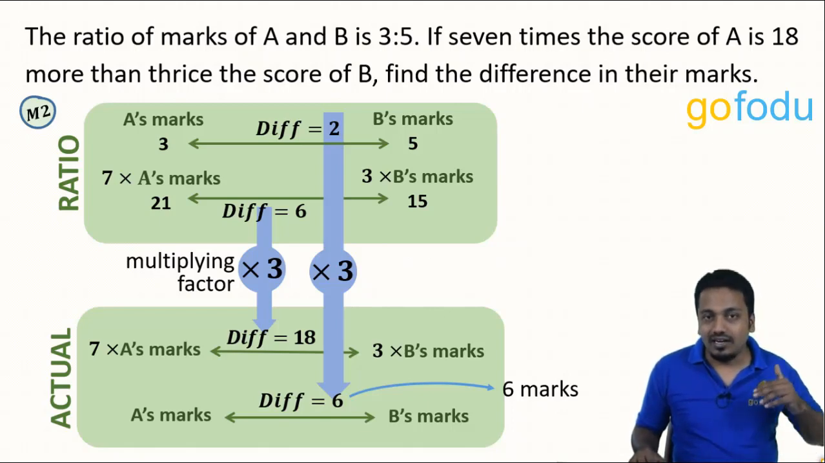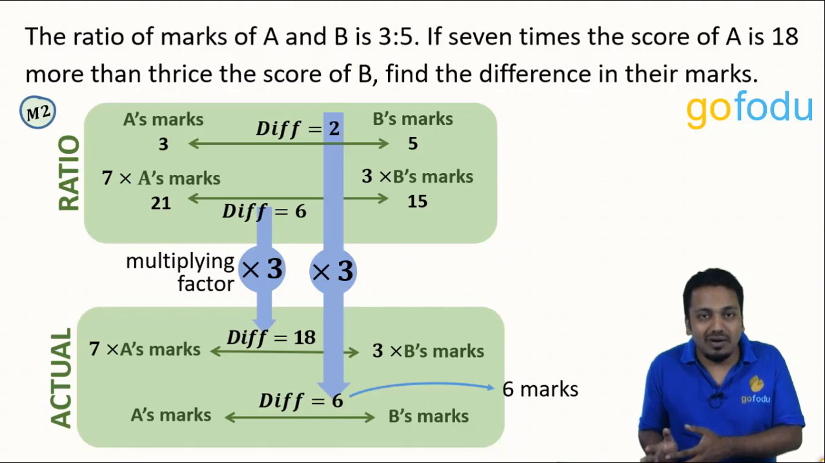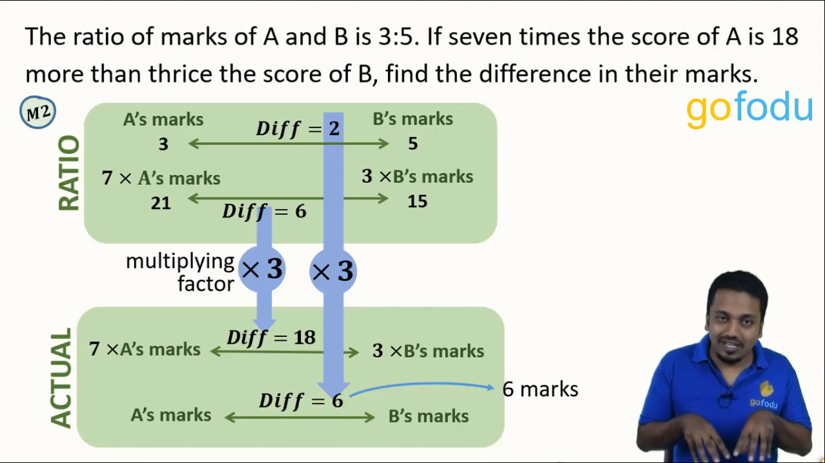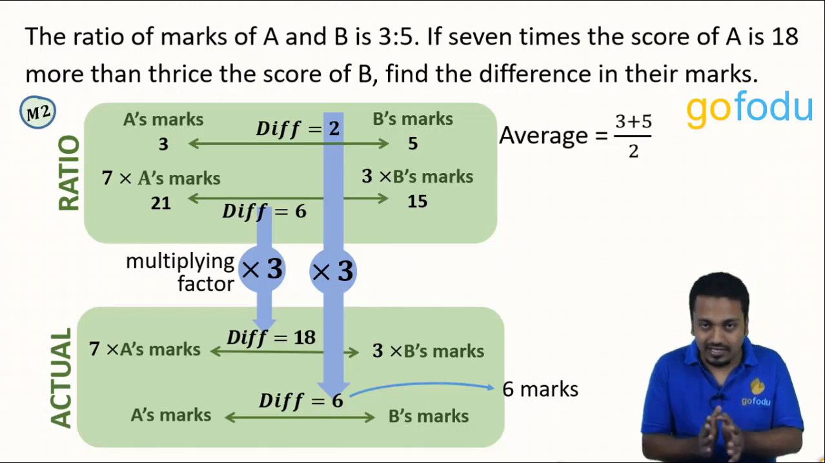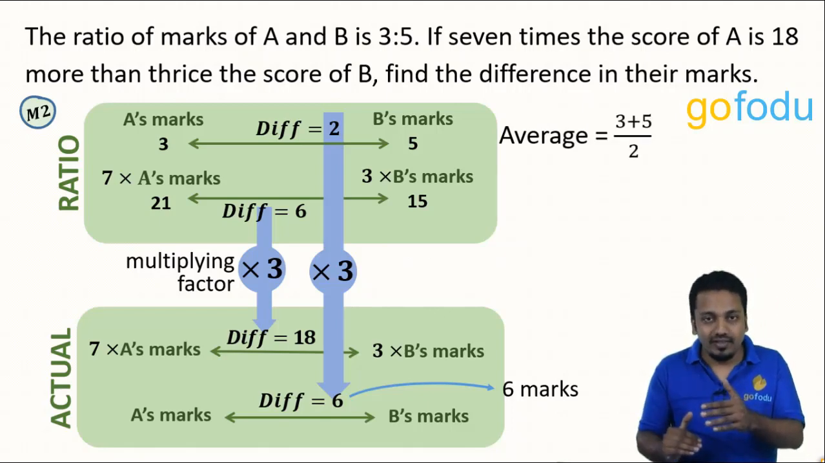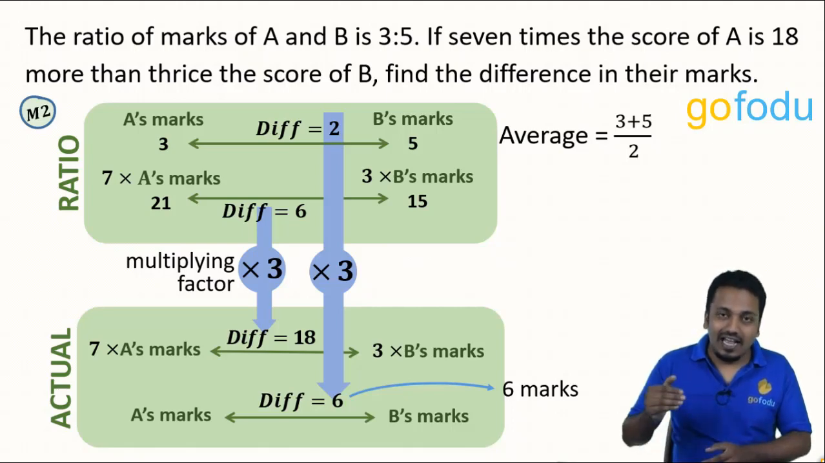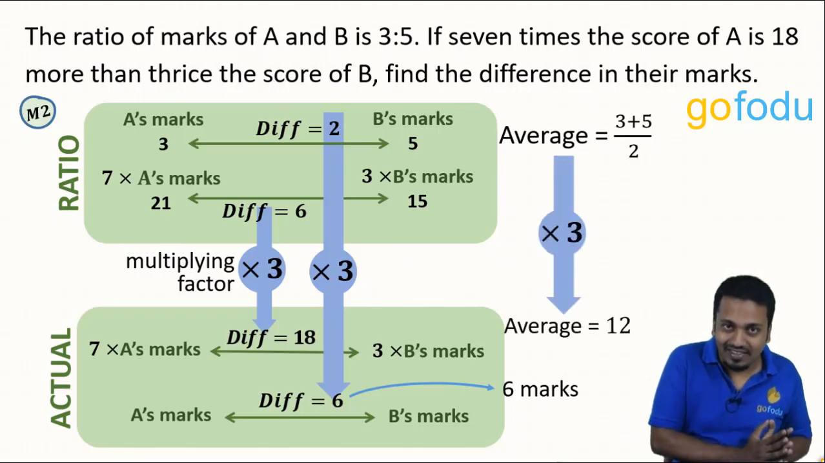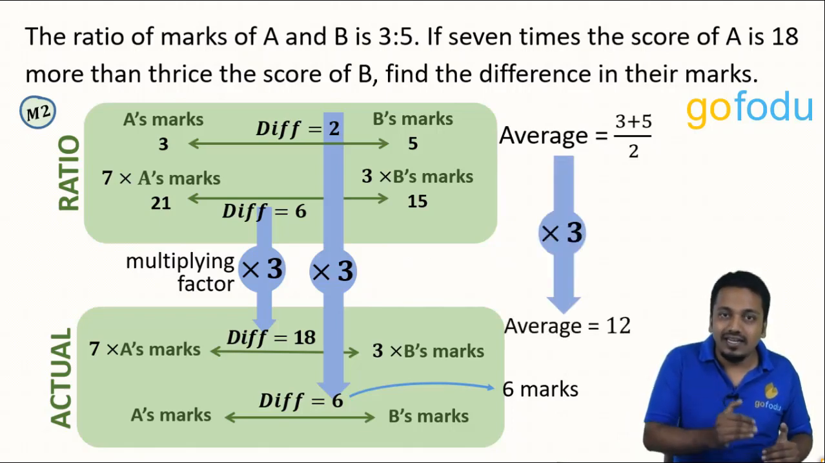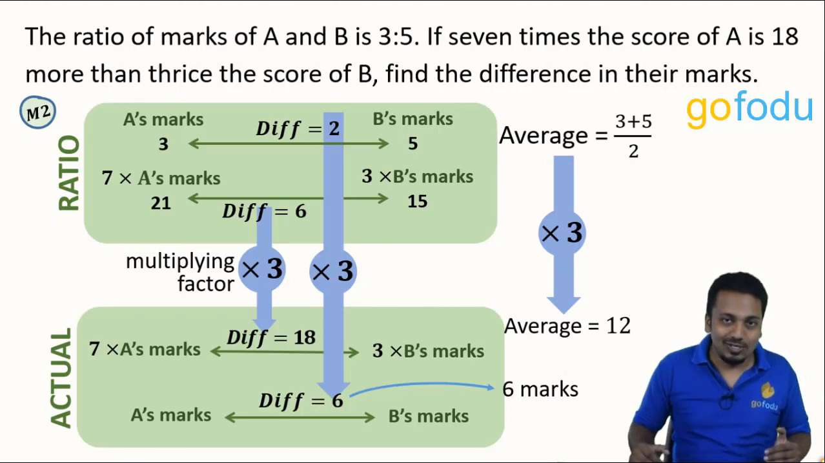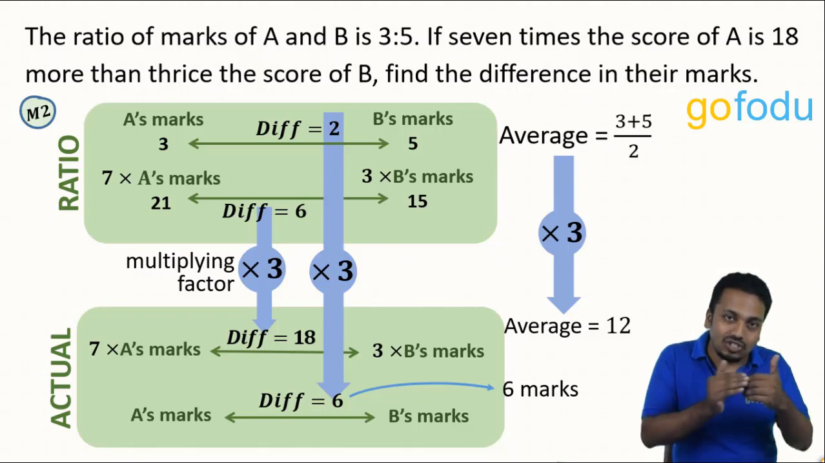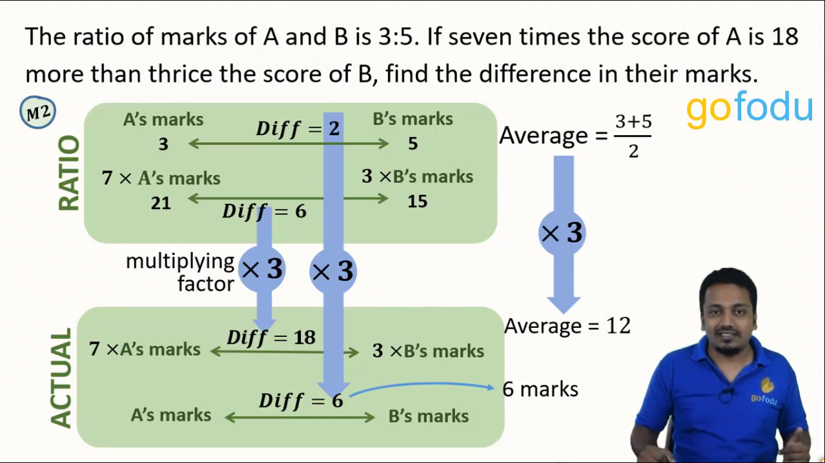Let's say we wish to find average of A's marks and B's marks. So on ratio scale, the average would be 3 plus 5, that is 8 upon 2. Average would be 8 upon 2, that is 4. And actual average is going to be 4 multiplied by the multiplying factor. Actual average would be 4 into 3, that is 12. So this is how we relate figures on the ratio scale with the actual values using the multiplying factors.